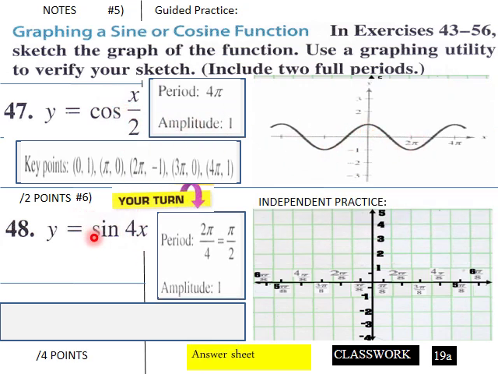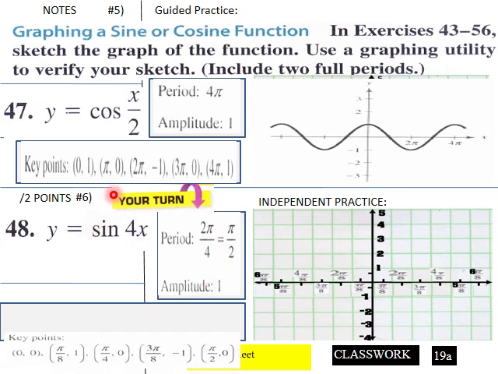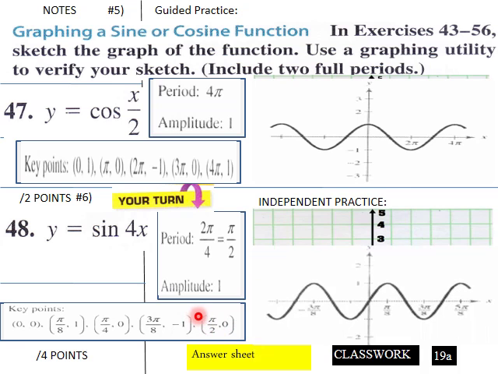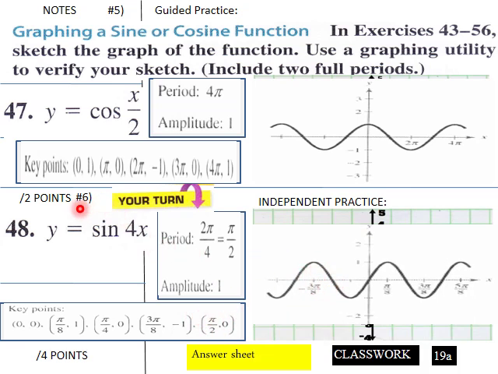And then down here, again, you have a period of 2 pi over 4. So 2 pi over 4 would be pi over 2. You have an amplitude of 1, which is in front of the sine. And then here are your key points: 0, 0, pi over 8, 1, pi over 4, 0, 3 pi over 8, negative 1, then pi over 2, 0. And then this will be your plot of this function.